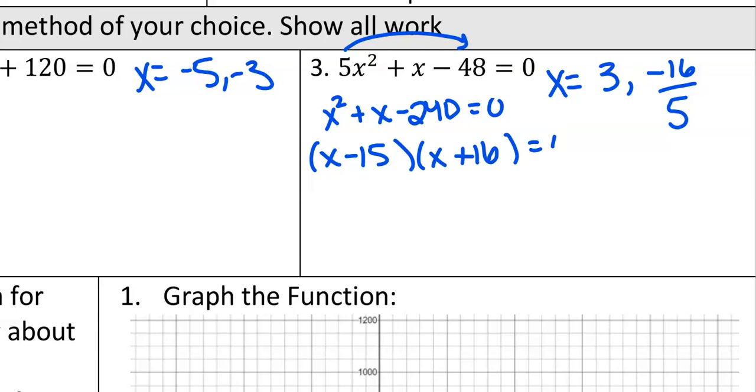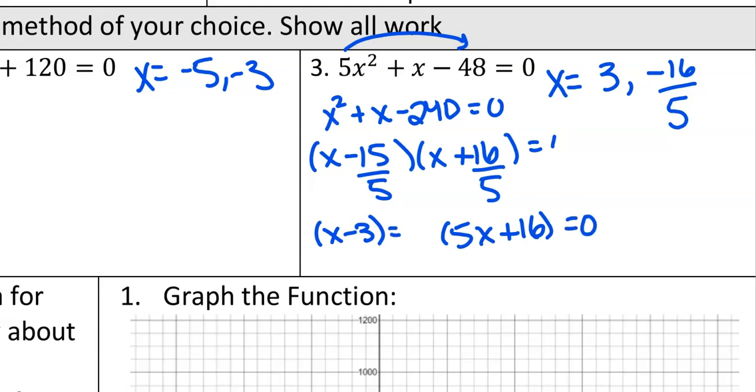After this, we have to divide the 5 back out. So this factor becomes x minus 3. This factor becomes 5x plus 16. Make them both equal to 0. Bring this one out. That's how you get x equals +3. And on this side, we're going to subtract 16 and then divide by 5.